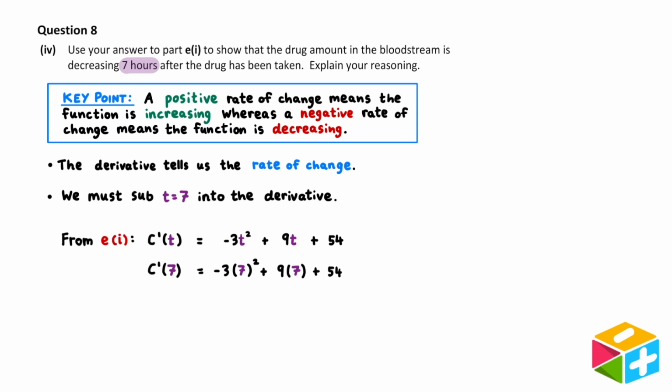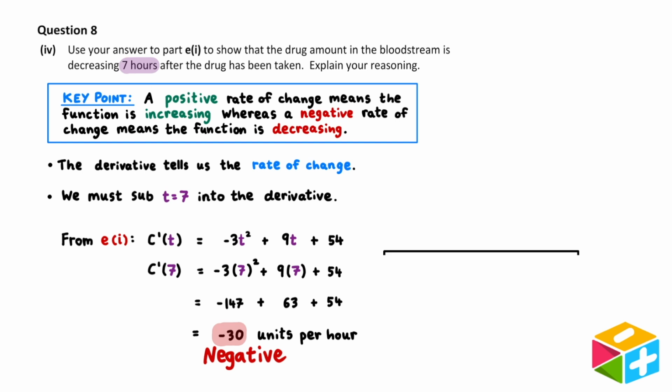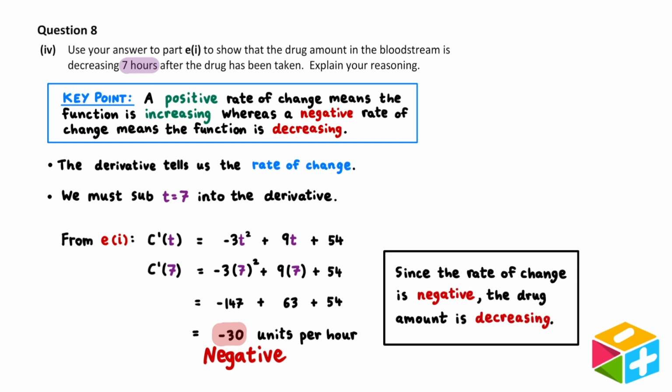This gives us minus 3 times 7 squared plus 9 times 7 plus 54. This simplifies to minus 147 plus 63 plus 54. Doing this calculation gives us an answer of minus 30 units per hour. The crucial thing to note here is that this rate of change is negative. So at t equal to 7, the rate of change is negative. Hence we can conclude that the drug amount is decreasing at this time.